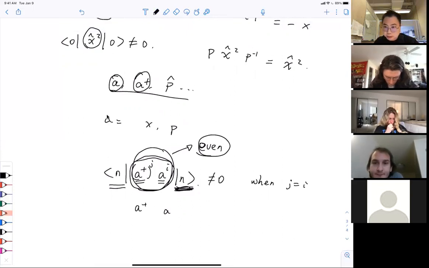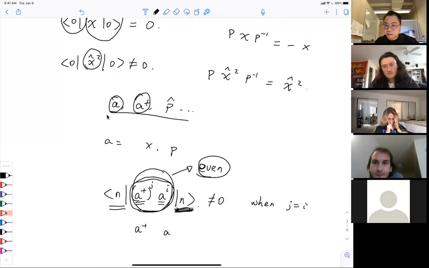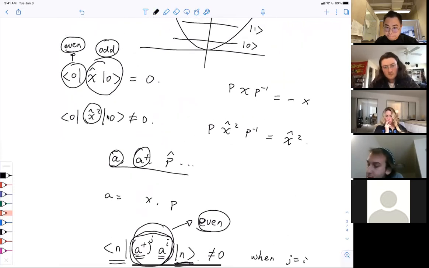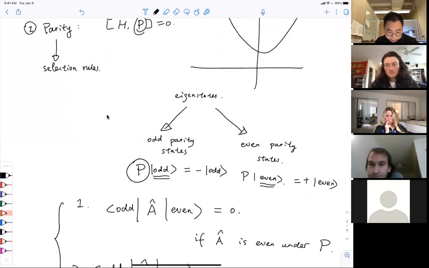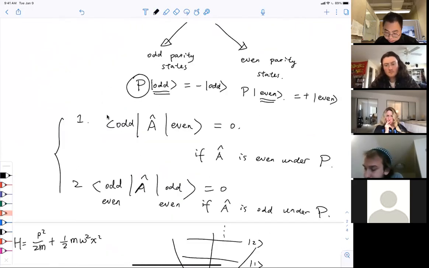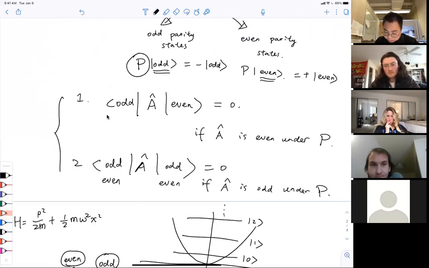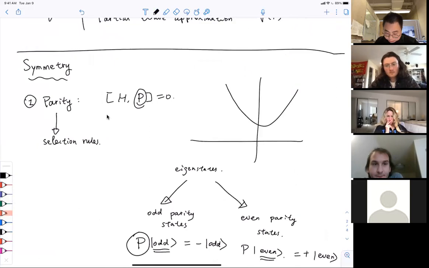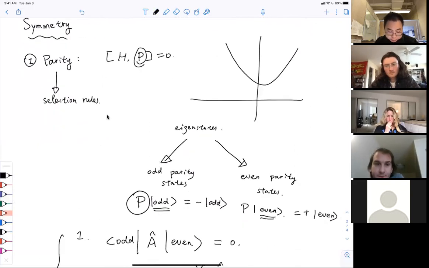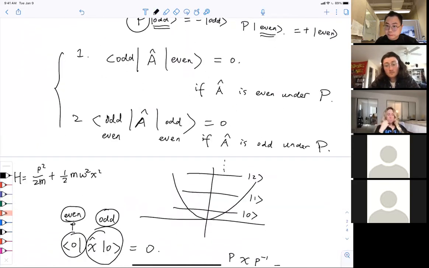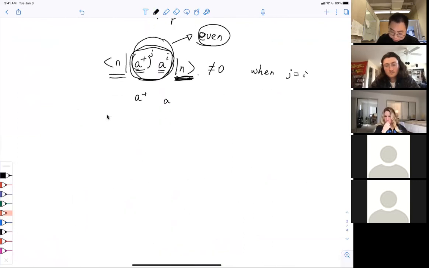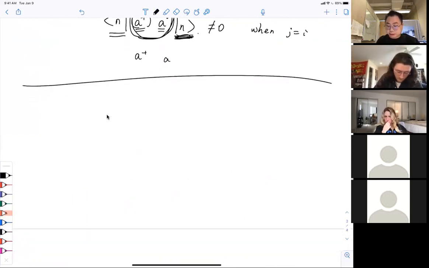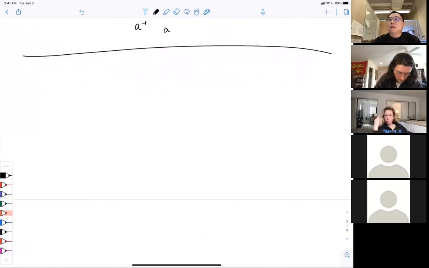Yeah, more questions? I think the most common problems that can appear in the exam are related to parity. We may need to do some calculations. And another topic is time reversal.